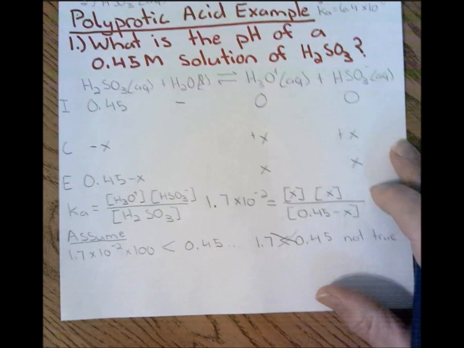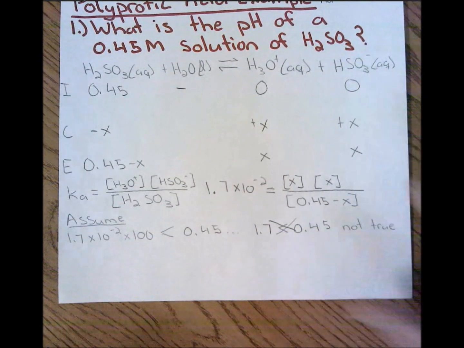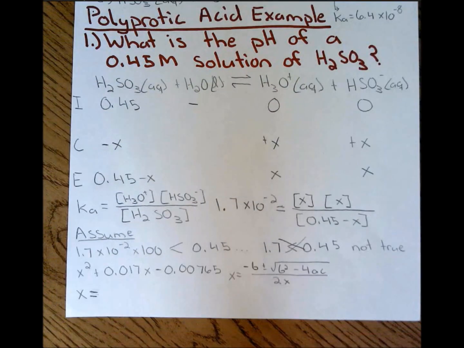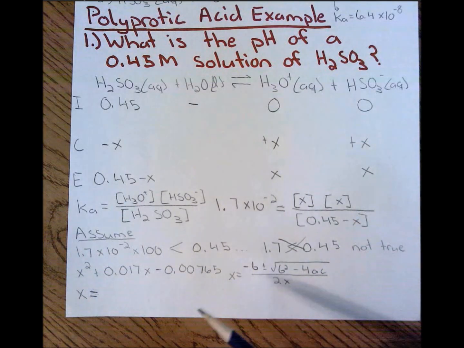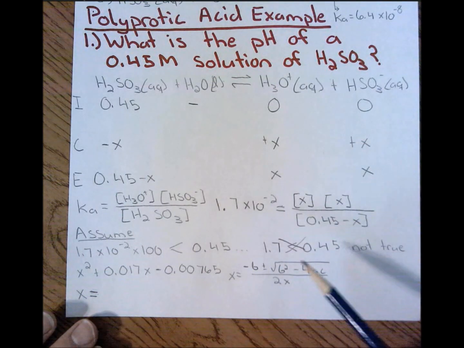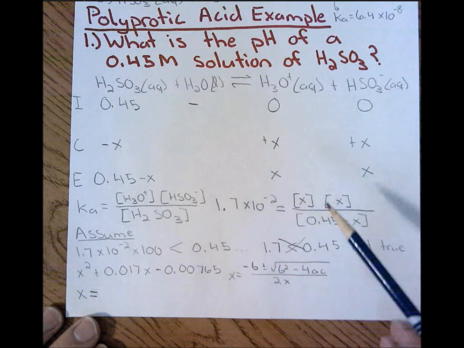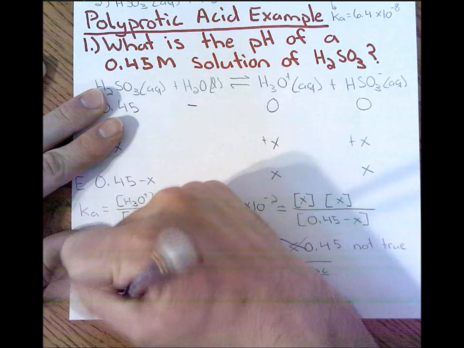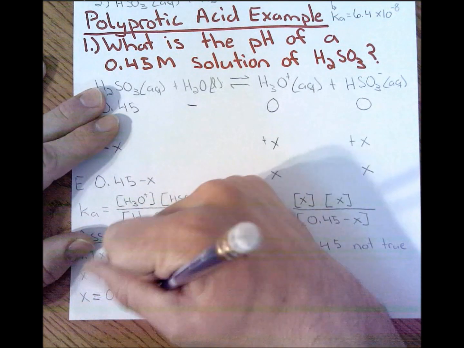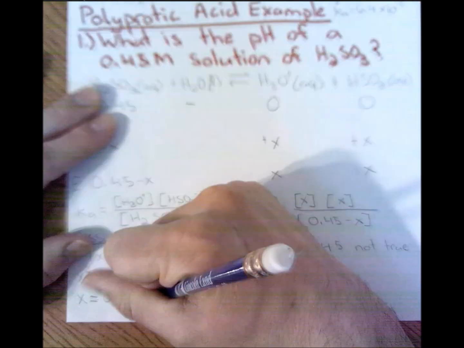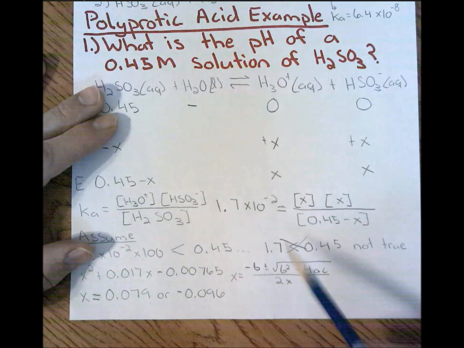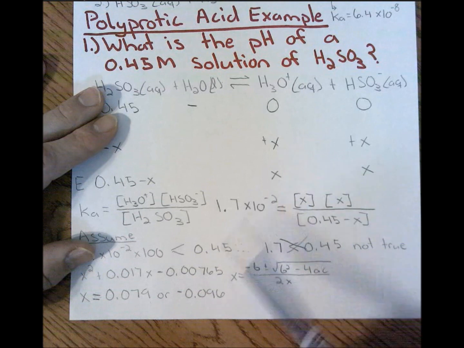All right, so here is the quadratic equation. Again, we had to use it because this assumption did not hold true. So after doing this, I get two values for x. I get 0.079 for one x, or I get negative 0.096. Now, if you look here, this is the value for x. I cannot have, in this scenario, a negative value for x. So that means x has to be 0.079. And remember, this is the H3O plus concentration.